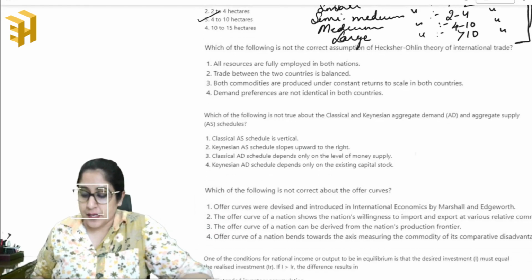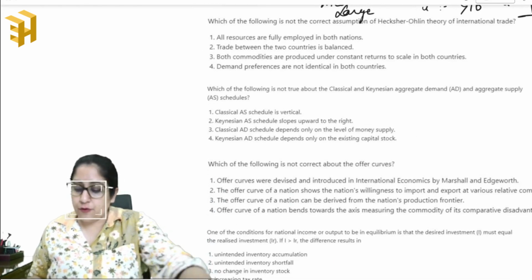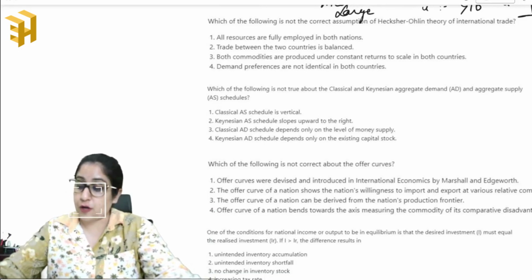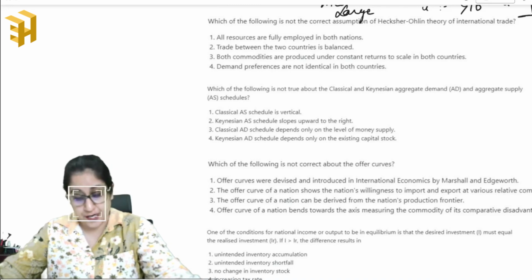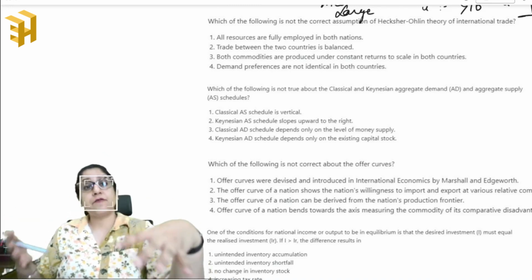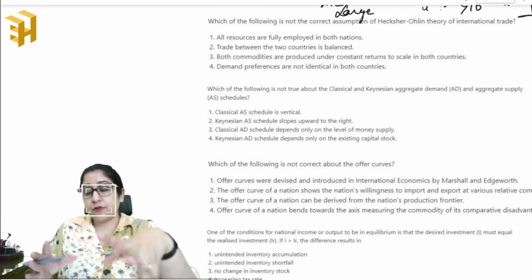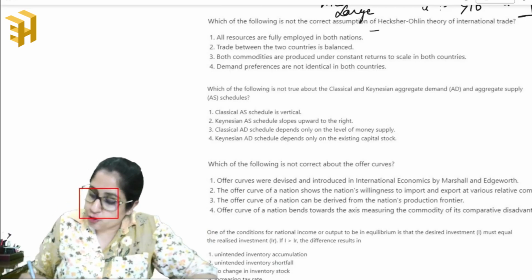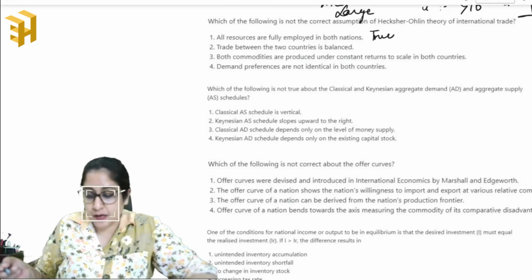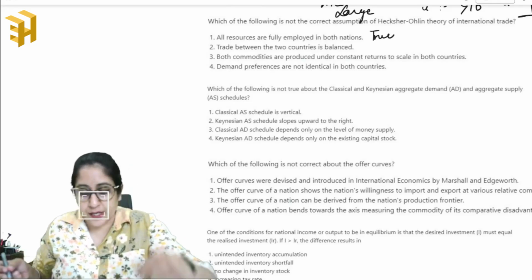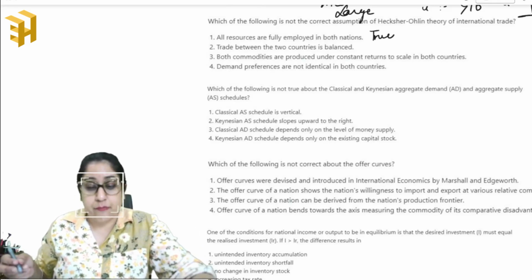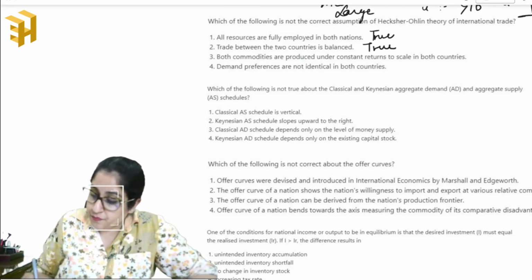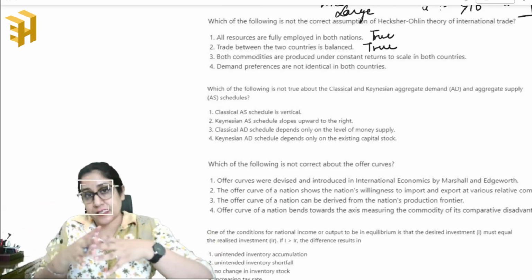Okay. Next, which of the following is not the correct assumption of Heckscher-Ohlin theory of international trade? Now, first thing that we know is that the theory assumes that there is full employment. So this is true. It is an assumption. Trade between the two countries is balanced. Yes, because it is also true. The trade perfectly balances. Okay.